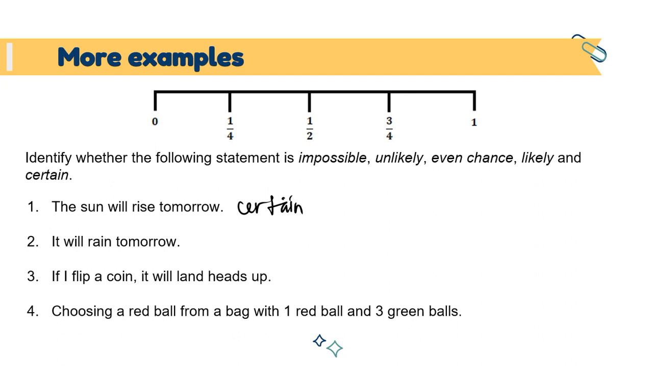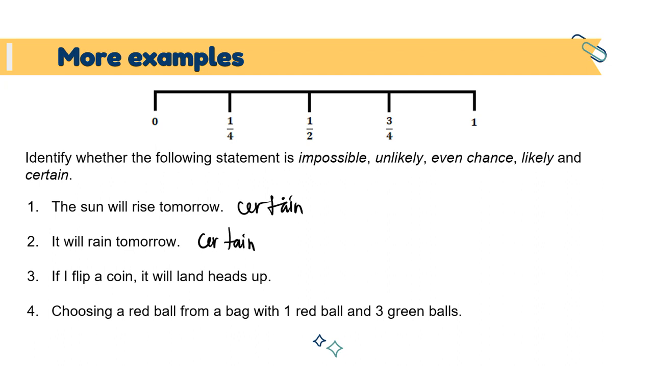Next, number 2. It will rain tomorrow. This is, ayan, certain pa din po. Though, hindi umulan dito sa atin, sa buong mundo po, araw-araw umuulan. Okay? May part sa buong mundo na araw na umuulan.